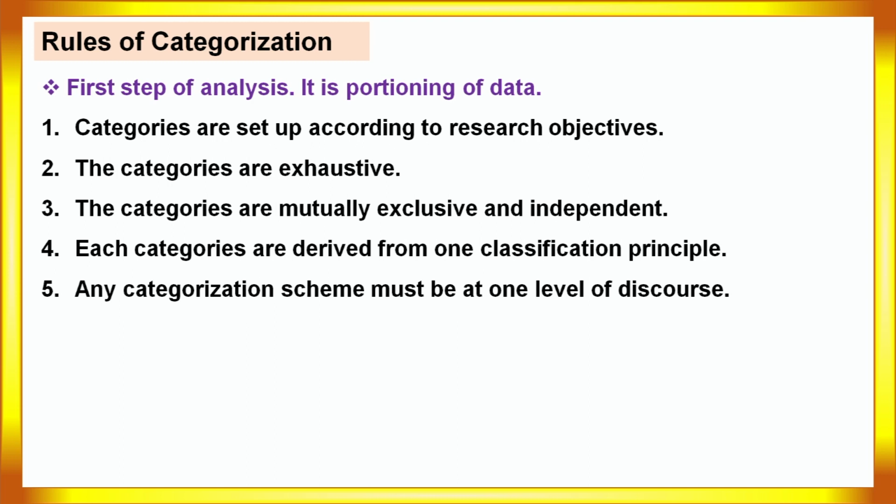What are these 5 principles? The first one is that categories are set up according to the research objective. Categories are set up according to the research objective. If you become more specific, research objectives are generally translated into hypotheses, that is, the relation between variables.